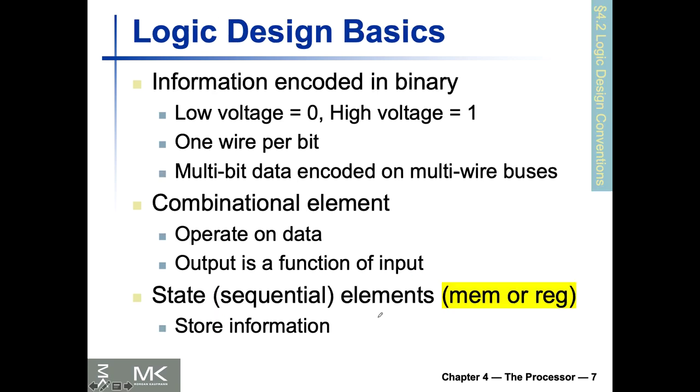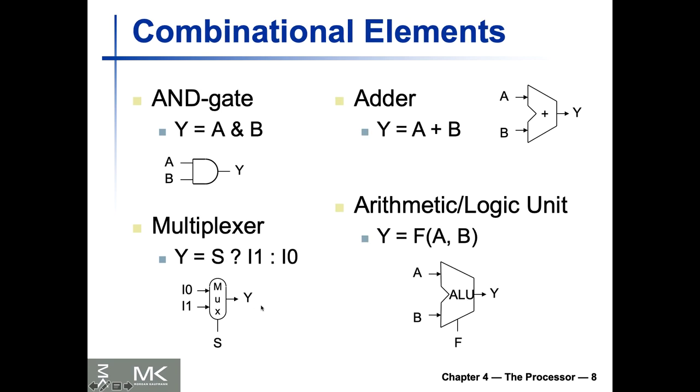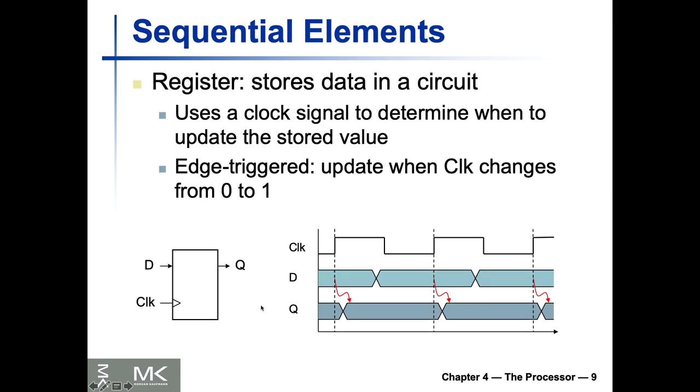For the second part, the states or the sequential elements that memory or registers are doing to store information, we need to make sure we have a convention that specifies exactly at what time we access those data. By access, I mean either reading or writing, okay? For simplicity in this course, and in many other computer architecture courses and actually in hardware, they use an edge-triggered update.